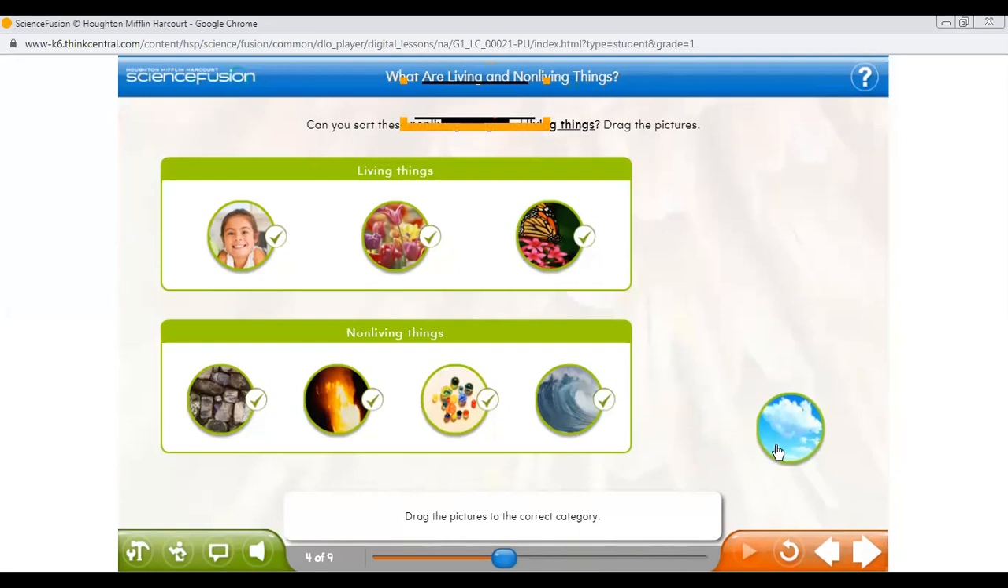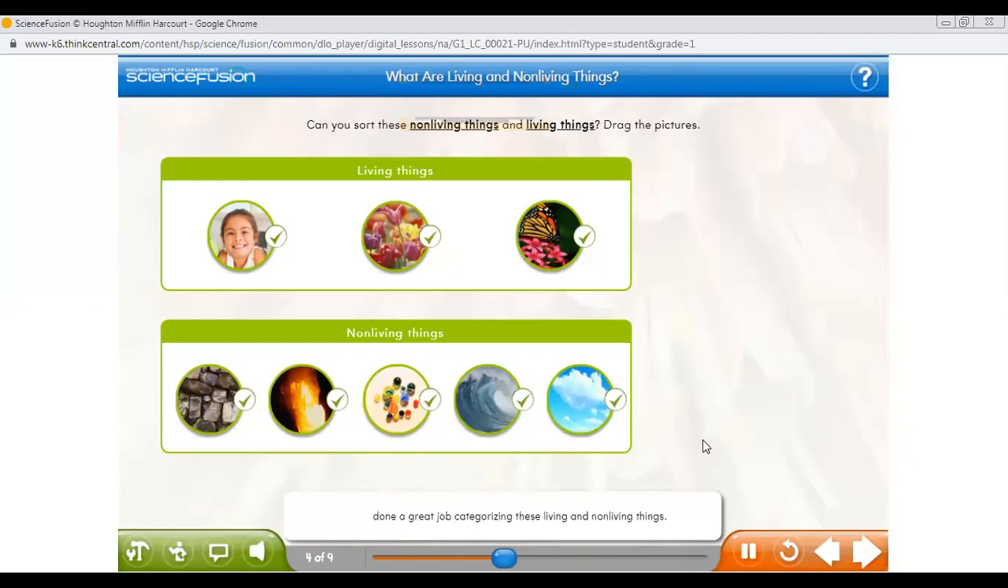So we have a cloud or the sky. Let's see, is it a living thing or a non-living thing? What is a cloud? Yes, very good. Let's check your answers. It's a non-living thing. That's correct. Yes, very good. You've done a great job categorizing these living and non-living things. So well done, grade 1. It's correct. So these are the living things and these are all non-living things.